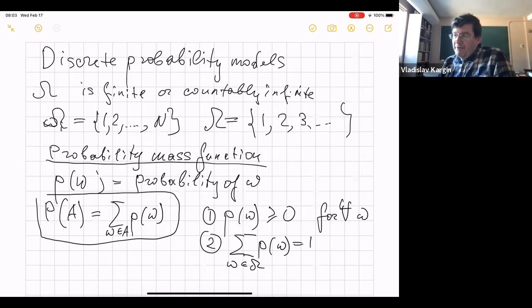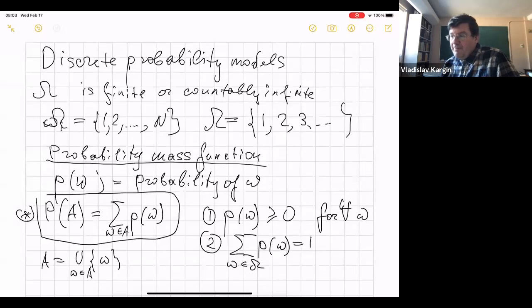Now these two requirements are basically just to satisfy the Kolmogorov axioms, and this formula is essentially the third Kolmogorov axiom. The probability of A you can think of as the union of all outcomes in A. So this formula just reflects the third axiom of Kolmogorov. It's a disjoint union of events, and so the probability of A is equal to the sum of the probabilities of these events.